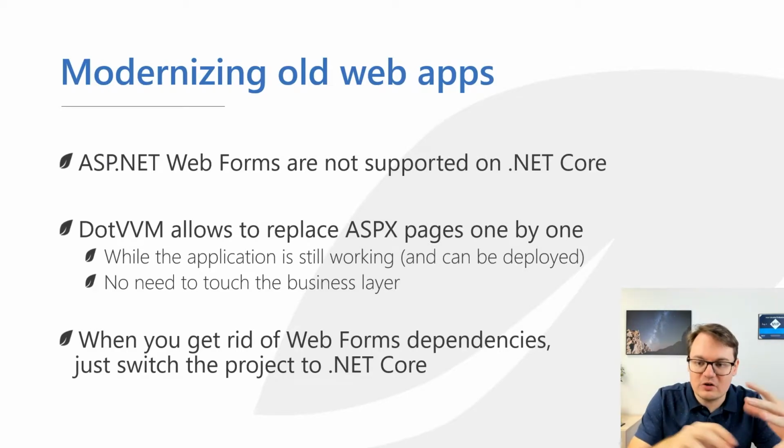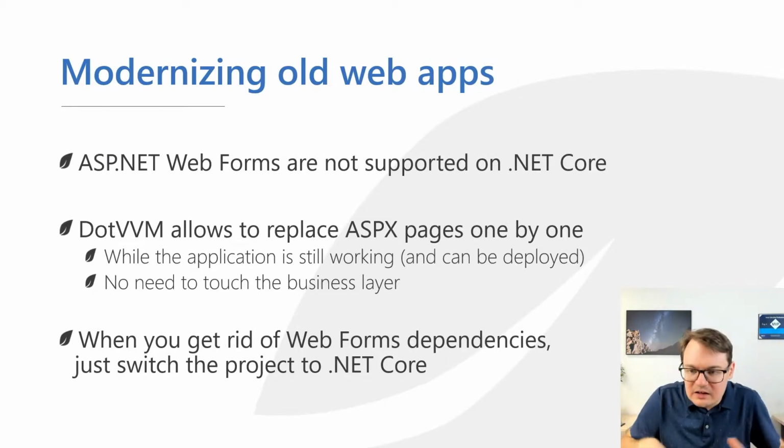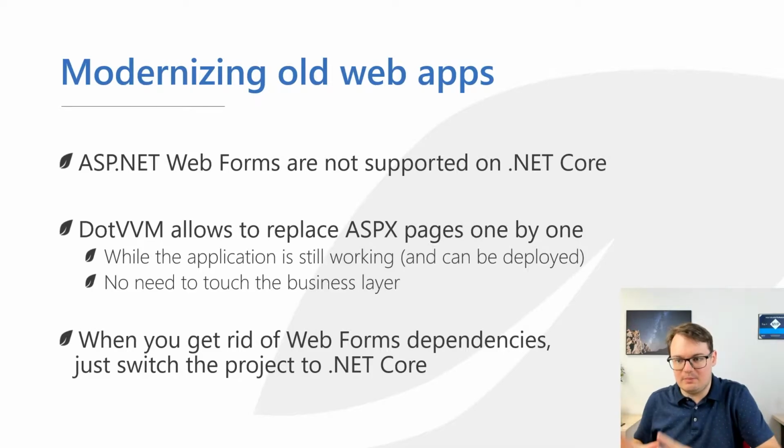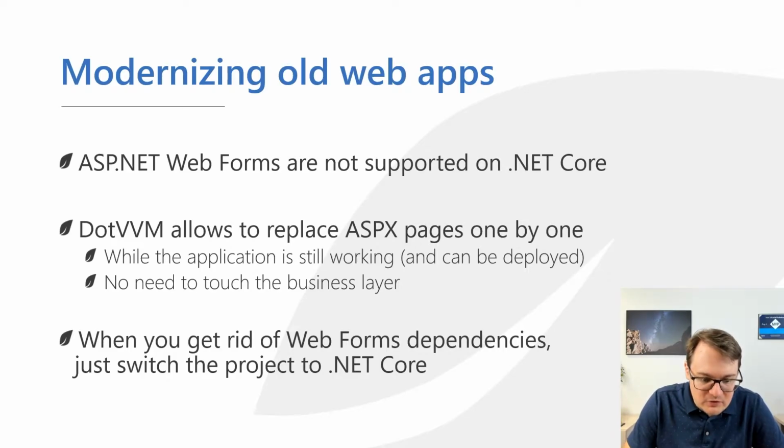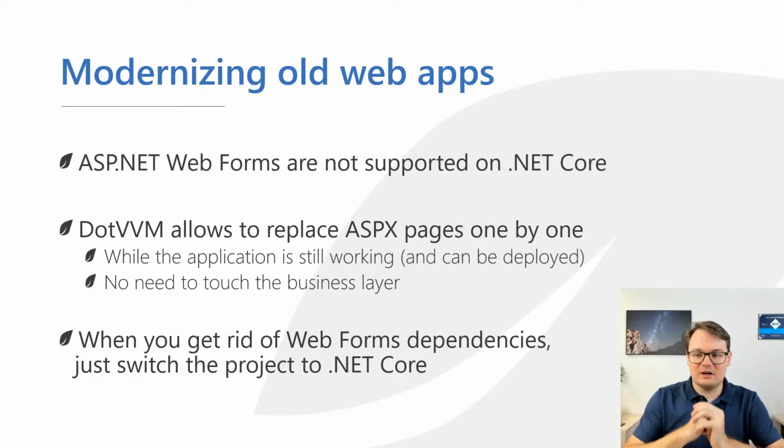So you need to get rid of these, and ideally keep the rest of the application as is, because the application will contain a lot of business logic and things that are already implemented and working, so why rewrite all of them? And with .vvm, because it supports both old and new .NET, you can install .vvm in this very old application.